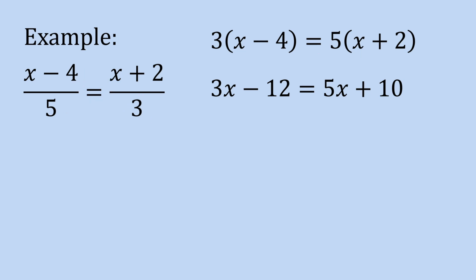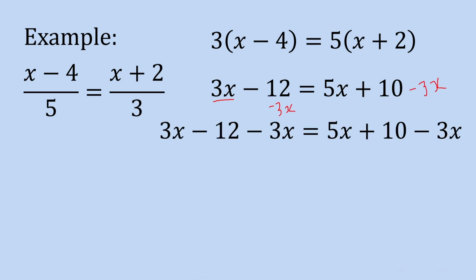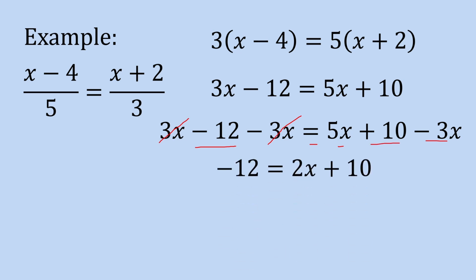Now we will add minus 3x on both sides. So minus 3x here and this side also minus 3x. So the equation will be 3x minus 12 minus 3x is equal to 5x plus 10 minus 3x. So this is plus 3x and this is minus 3x. So minus 12 is equal to 5x minus 3x, which means 2x plus 10. So minus 12 is equal to 2x plus 10.